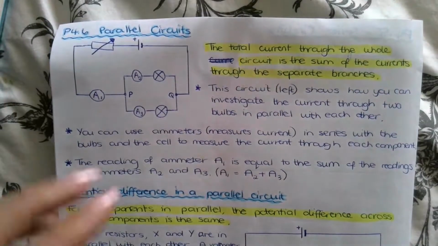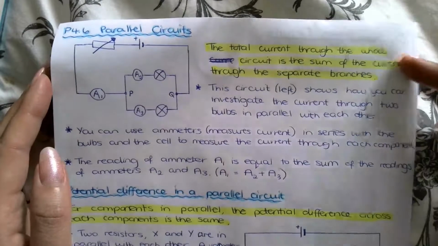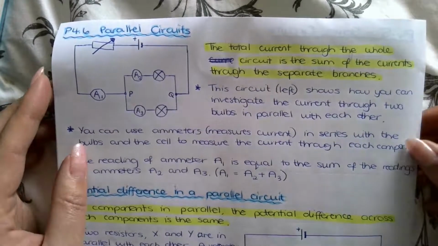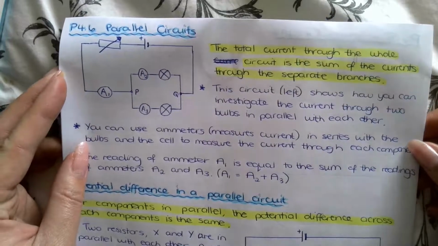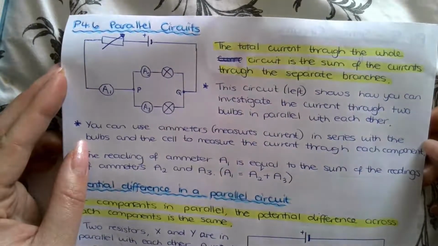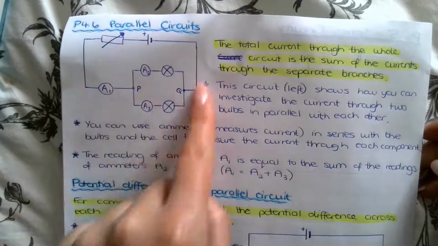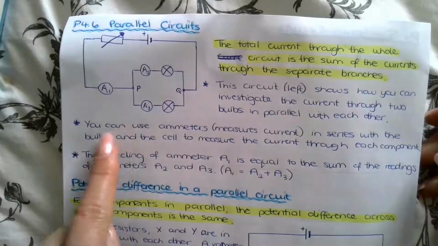And the final part of this topic, P4.6 parallel circuits. Again, I've highlighted the key rules you need to remember in yellow. So the first I'm going to look at is the total current through the whole circuit is the sum of the currents through the separate branches. So we see in the parallel circuit, it's not just one loop, there's different branches to it.